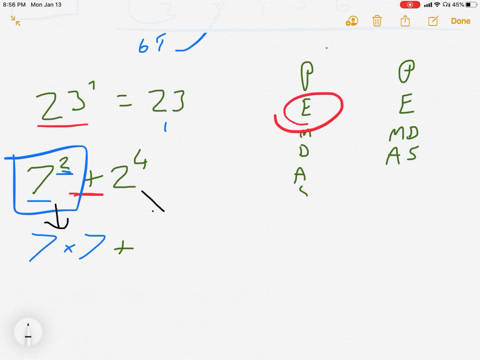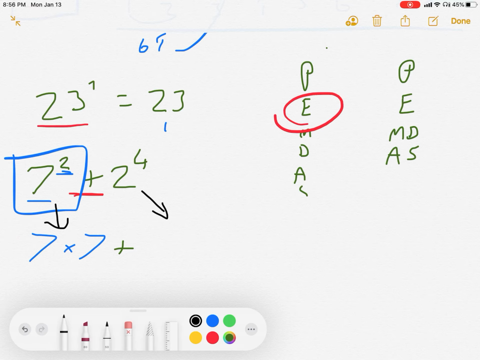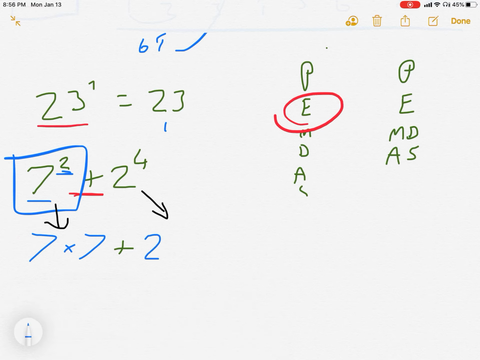Now, I'm going to turn 2 to the fourth power into, let's see what that would be. Our repeated number is 2, and it happens 4 times. So 2 times 2 times 2 times 2. Great. Now we're expanded out.